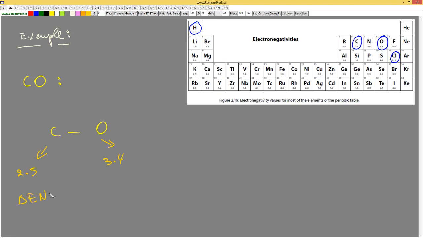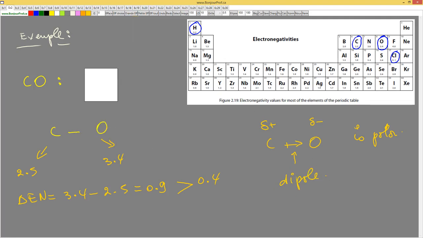Delta electronegativity, I have to take the difference. 3.4 minus 2.5 gives me 0.9. But 0.9 is bigger than 0.4. So what does it mean? This bonding is polar. CO is polar. It has a dipole. So which is the more electronegative? It is the oxygen, so I have delta minus here. This one is less electronegative, so it will be delta plus. And I will have a dipole like that.